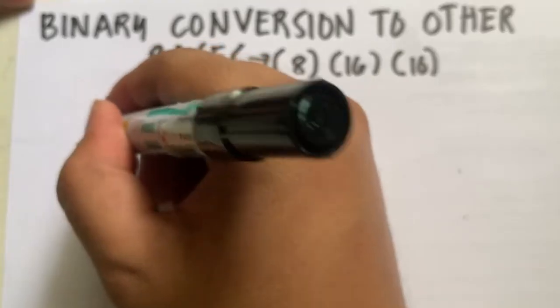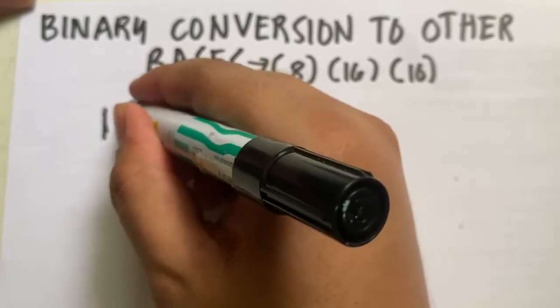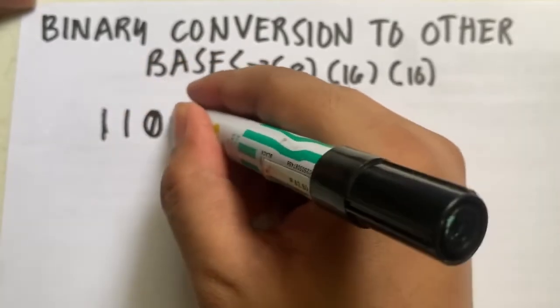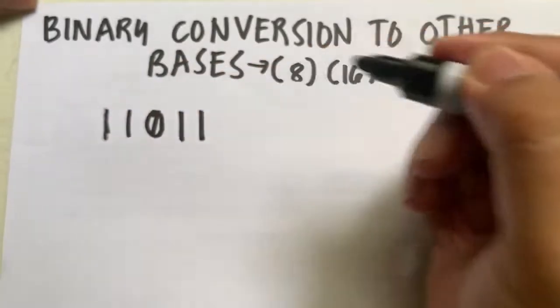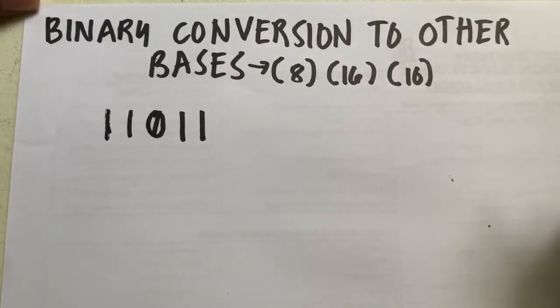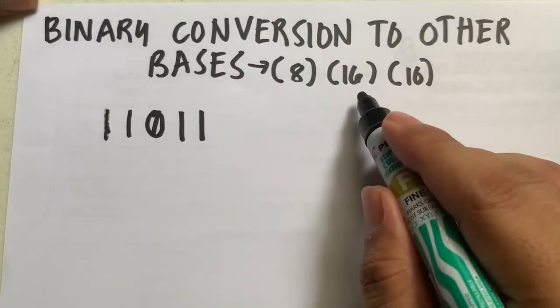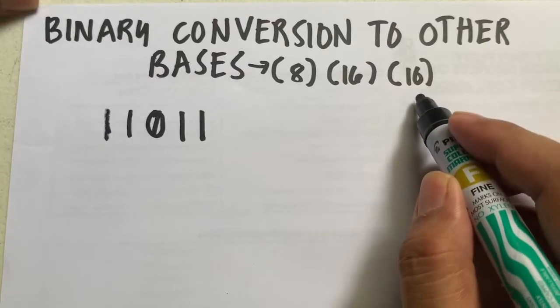Say for example, you are given the number 1, 1, 0, 1, 1 in binary. How are we going to convert this to octal, hexadecimal, and decimal?